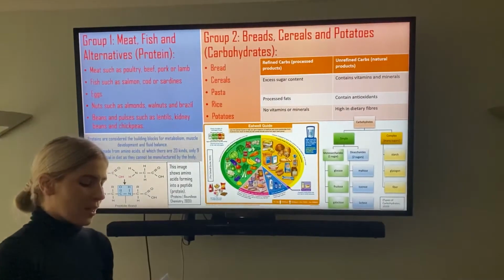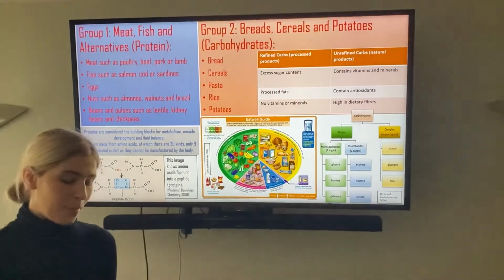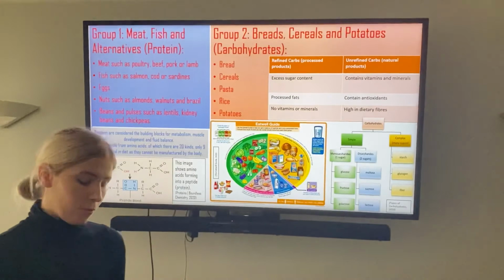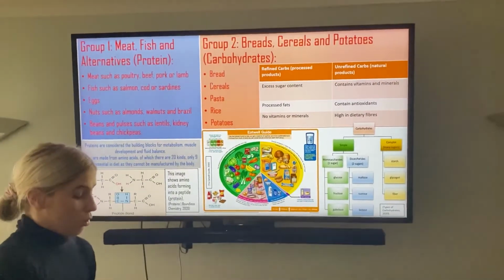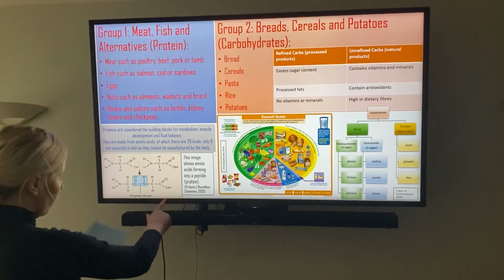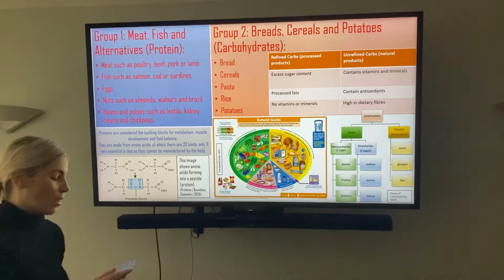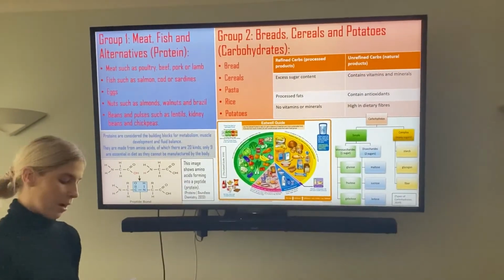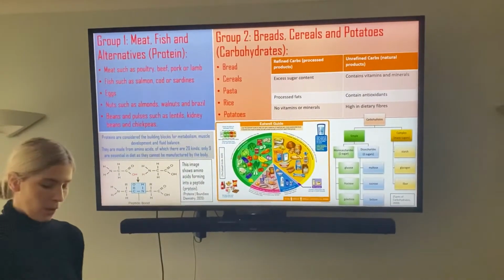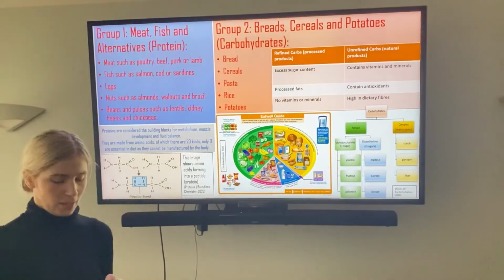A supply of protein is vital, as proteins are the building blocks of metabolism, muscle repair and development, and fluid balance. As shown, proteins are forms of amino acids, of which there are 9 essentials that the body cannot manufacture and therefore must be supplied in the diet. The other 11 can be produced by the body as long as the other 9 essentials are present.